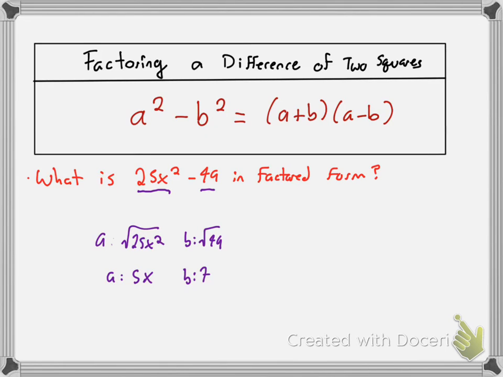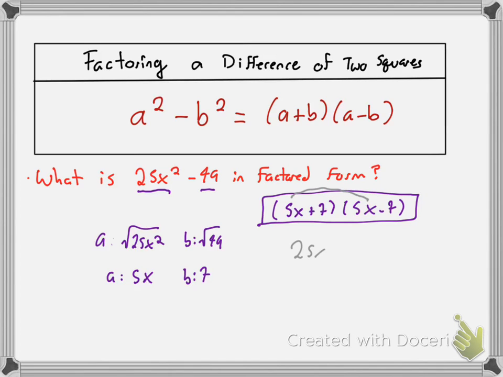Using this rule in factored form, my answer is going to be 5x plus 7 times 5x minus 7. And that's it. Just to show you why this works, you don't have to write this down, but if I wanted to FOIL this to double check that I'm right, 5x times 5x is 25x squared. This would be negative 35x plus 35x minus 49.